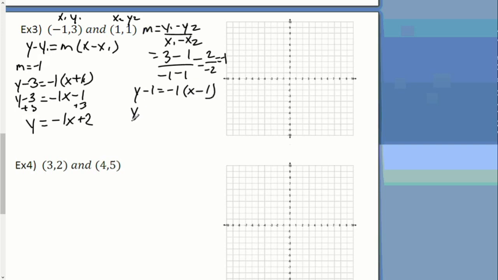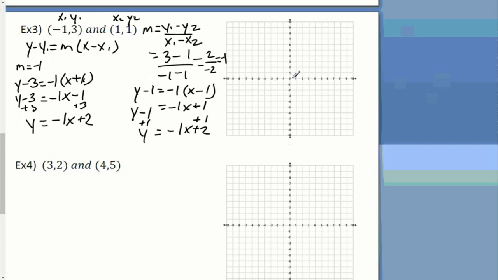So I end up with negative 1x plus 1, because I distributed negative 1. Add 1 to both sides, and I finally get negative 1x plus 2, which is the exact same formula. Okay, so let's graph that. I want you to understand you can use either point. I would probably have used this 1, 1 because they were smaller numbers, but you could use either point. It doesn't make a difference.